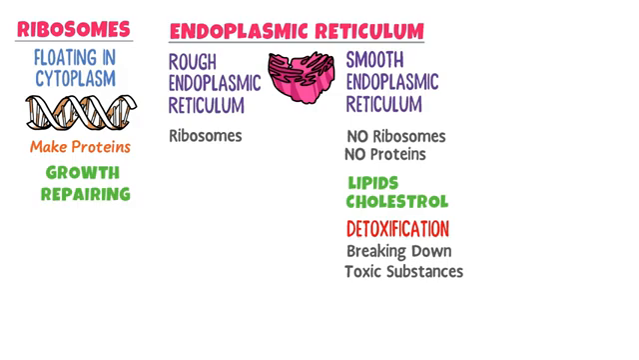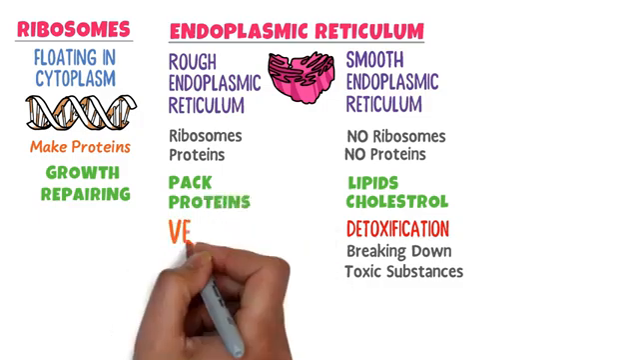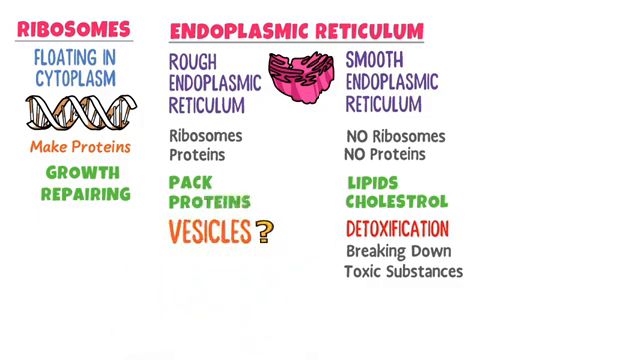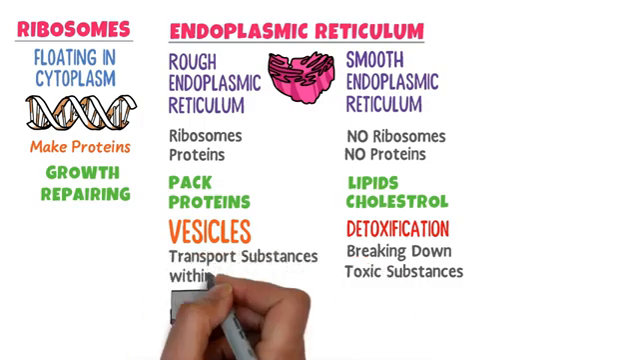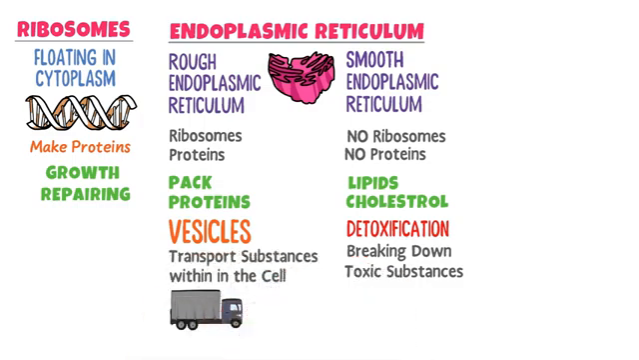Now coming to the rough endoplasmic reticulum. We know that it contains ribosomes and ribosomes form protein. Then what is the function of rough endoplasmic reticulum? Well, it helps the ribosomes to produce proteins. Secondly, rough endoplasmic reticulum picks or encloses the proteins in vesicles. Now what are vesicles? Vesicles are the tracks within the cell. Vesicles are the tracks inside the cell that transport substances within the cell from one part to another.